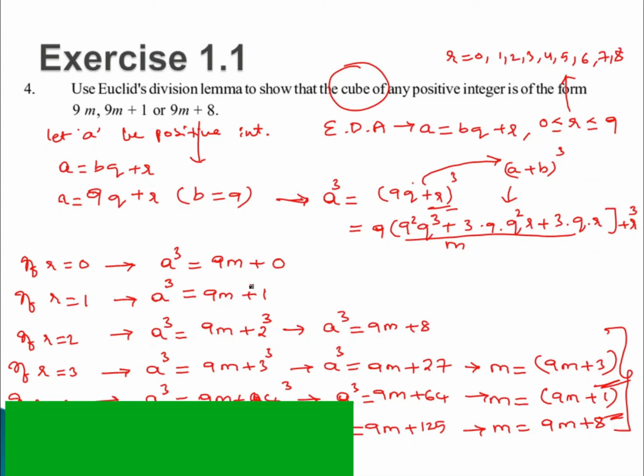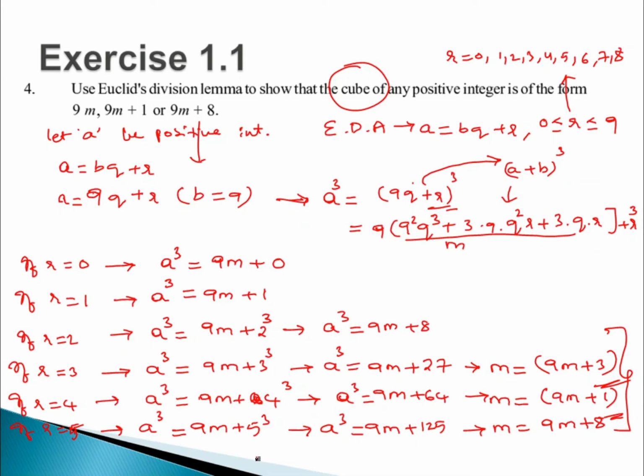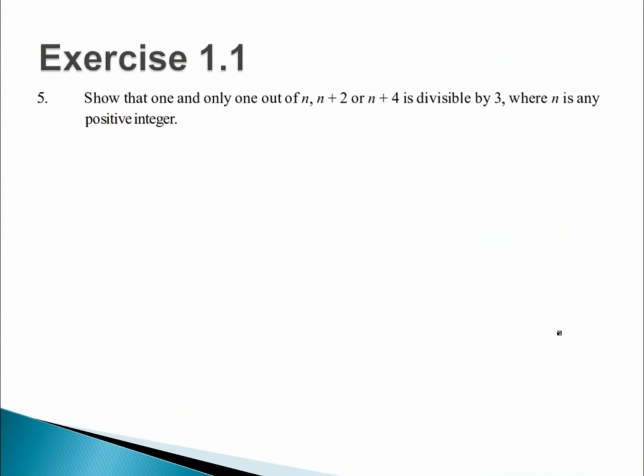So I can say that from above it is clear that a cube is either in the form of 9m or 9m plus 1 or 9m plus 8, isn't it? Since it is repeated here. Clear? Answer is proved. So let's look at the next one.